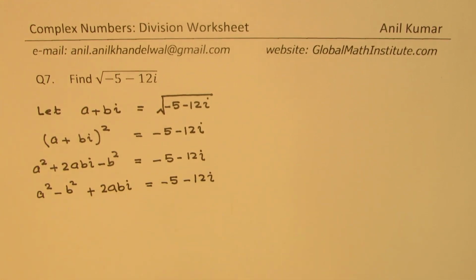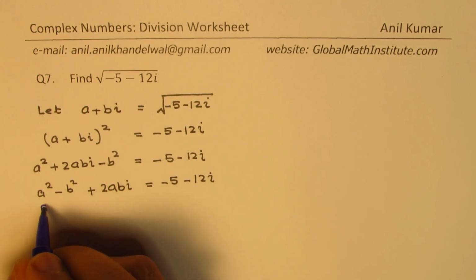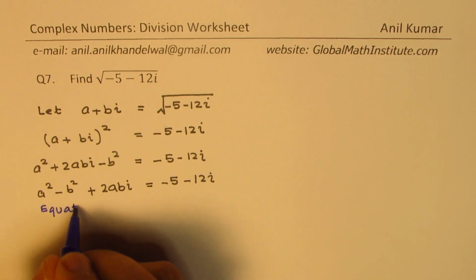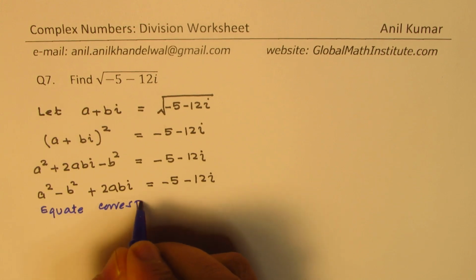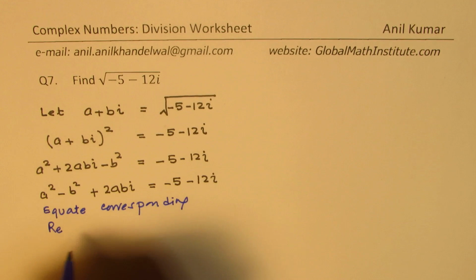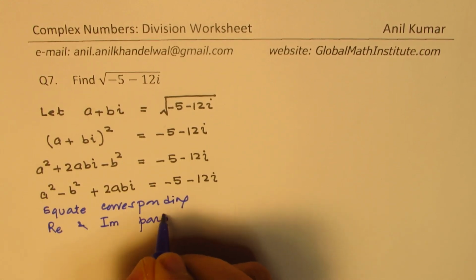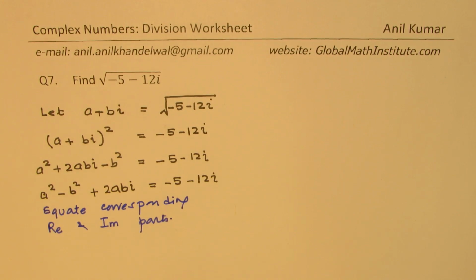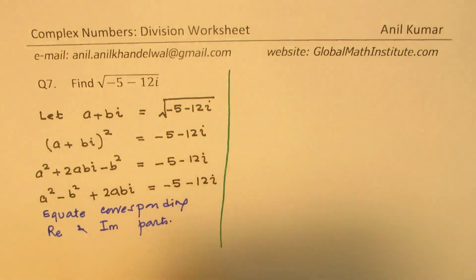So that gives you two different equations, right? The two complex numbers are equal when we equate the corresponding real and imaginary parts, right? So we get two different equations. We'll solve these equations and then find the square root of the given complex number.